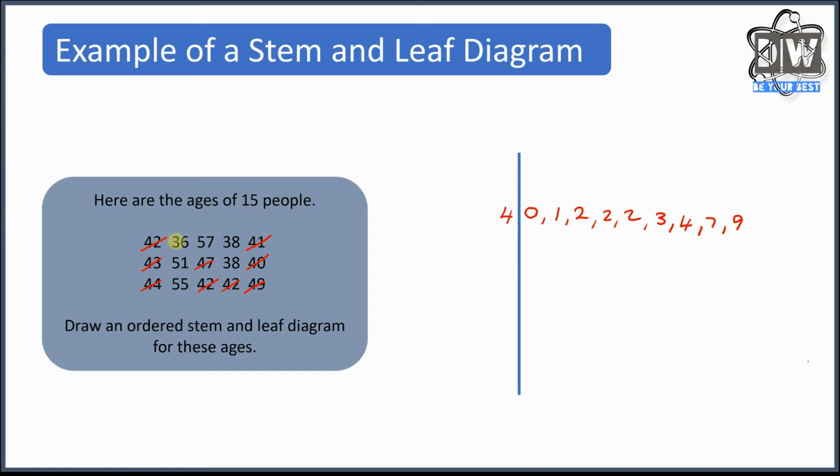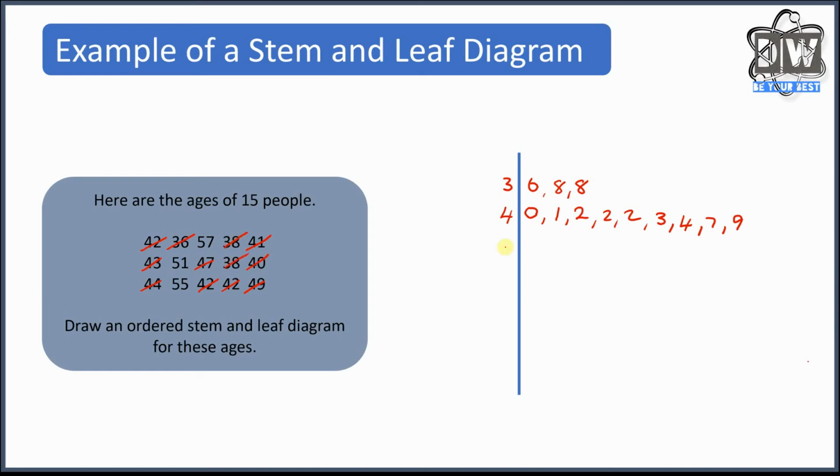Let's do the 30s now. Okay, so I can see here that I've definitely got a 30, so I'm going to write that one. I'm going to have a quick look through. Have I got anything smaller than a 36? And the answer is no. So I write my 36 and I cross that out. The next one looks like it's going to be a 38, and looks like I've got 2 38s, so I'd write that as 38 and 38. And then I'm finished with those ones.